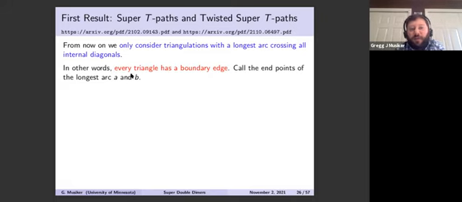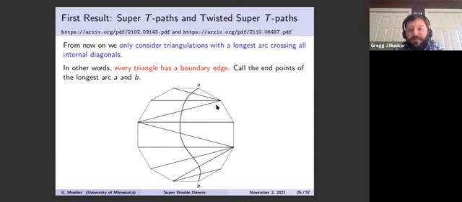So secondly, we are going to focus only on triangles that have boundary edges. And again, there's no loss in what arcs we can handle that way. So consider the longest arc from A to B. It's going to look like this, or sometimes we go from bottom to top instead.